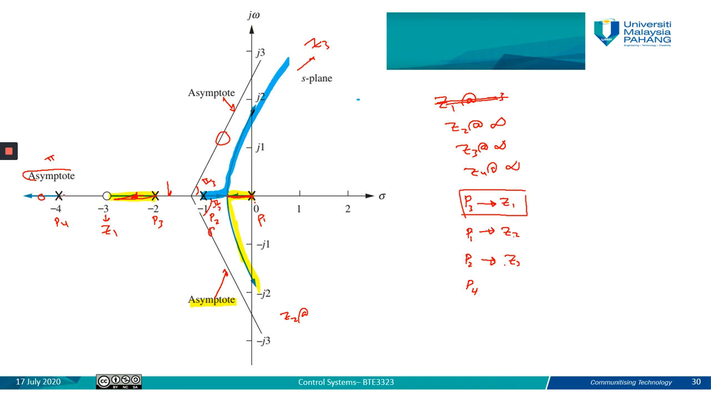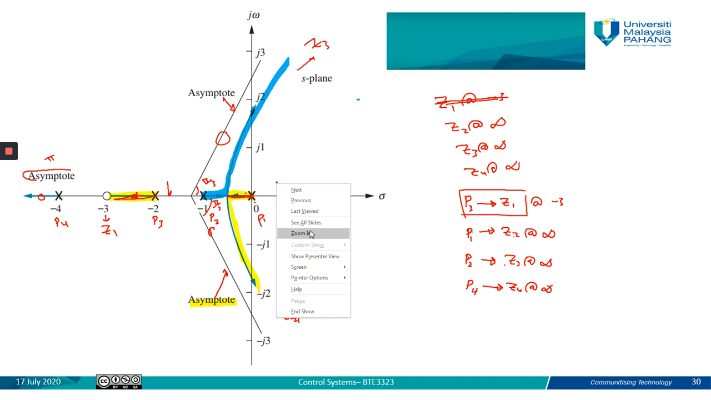Okay, so now the last one, which is B4, will go to Z4 at infinity, to Z1 at -3. Okay, so this is how we can draw the first form, or the general form, of the root locus. You can see here, actually it's not compulsory that P1 will go to Z2. B1 can also go to Z3. So that means the root locus, in this case, will be like this one.